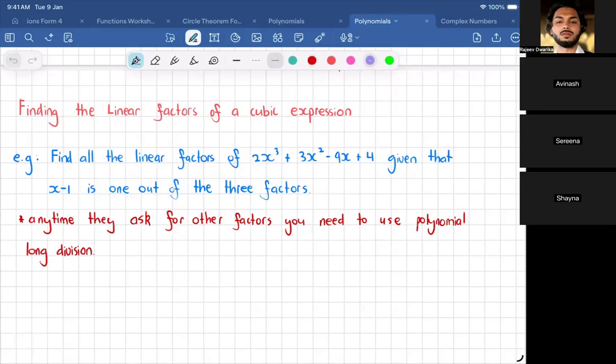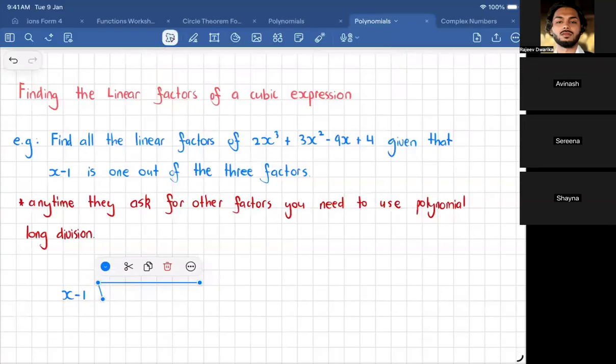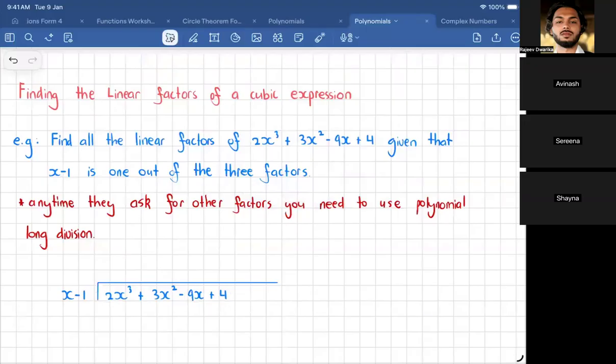So tell me, Avinash, in this question, what do you think my divisor is going to be? The x minus 1. Right? What do you think my dividend is going to be? The 2x cubed, this long thing plus over here. Yeah, a big long thing up there. Right. So Serena, while I do this with Avinash, you could try the question, if you know how to do it, and send me your answer.